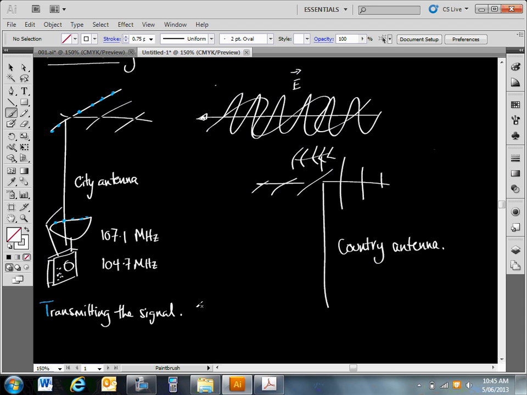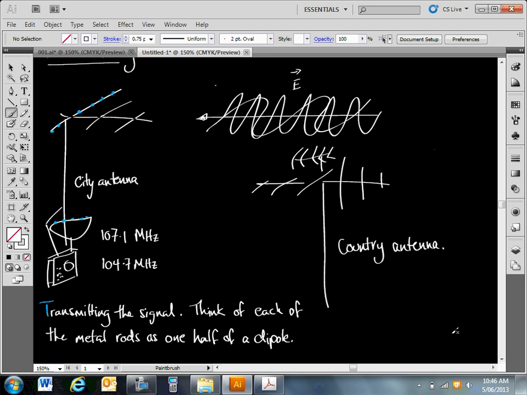Oh yeah, I did say before, think of each of the metal rods as one half of a dipole. Remember I said that this side is one half of the dipole, and this side here is one half of the dipole. They are not necessarily connected. And we'll go on with that next lesson.